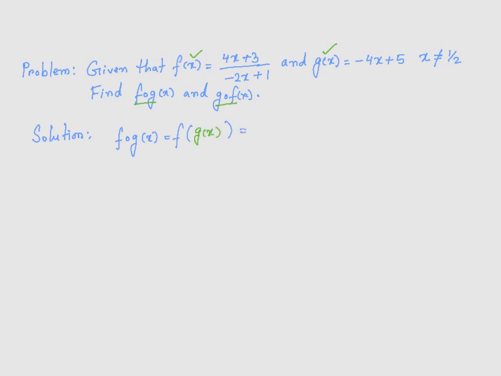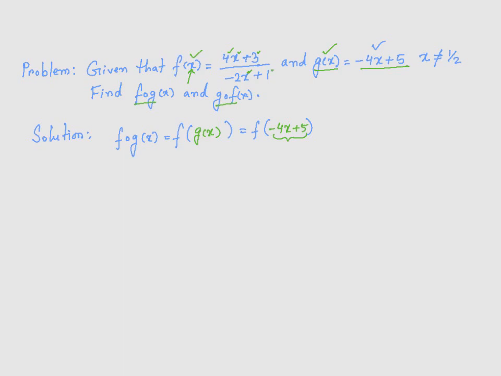Now I take this function f and give it an input g of x. G is this, right? So my g of x is negative 4x plus 5. Now I have to look at the function f and say that this takes as input negative 4x plus 5. In the function definition, if you give it an x as input, it's going to take the input, multiply it by 4, add 3 and divide it by negative 2 times the input plus 1. It's going to do the exact same thing.